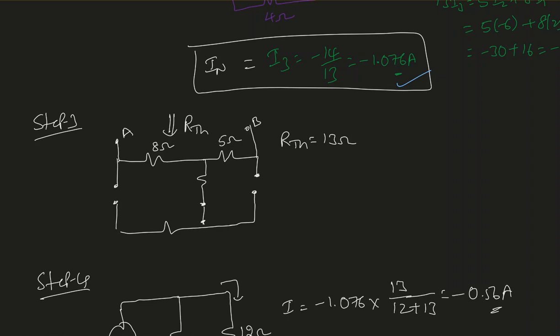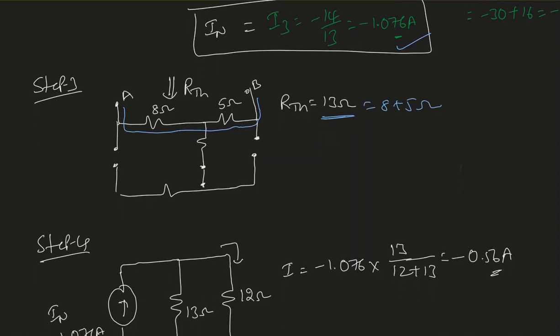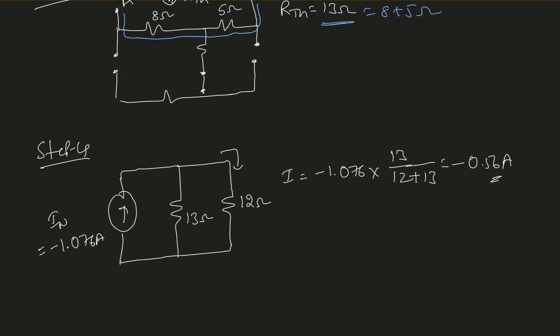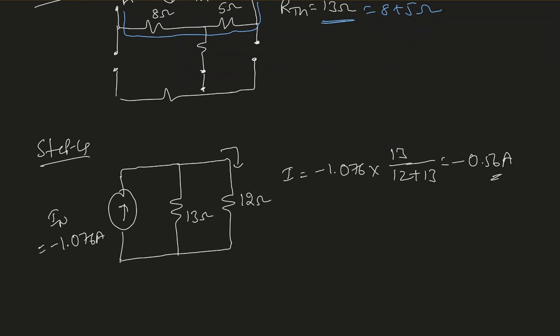That's easy. All I need to find is the resistance between the AB terminals. So start walking from A, reach B. When I reach B, I end up with 8 plus 5. Those two are in series. So that's 13 ohm. Step 4, draw the Norton equivalent circuit.